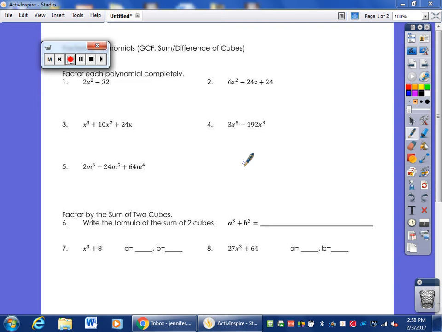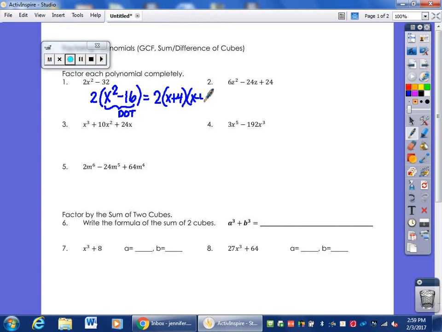Okay, so today we learned how to factor a polynomial completely using the greatest common factor and the sum and difference of cubes. So, numbers 1 through 5, we're going to factor each polynomial completely. So you're looking to take out whatever they have in common. So between 2 and negative 32, they have a 2 in common. So I would factor that out and get x squared minus 16. And then this is the difference of two squares. So your final answer would be 2 times x plus 4 times x minus 4.